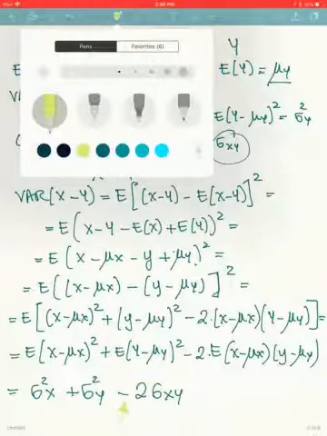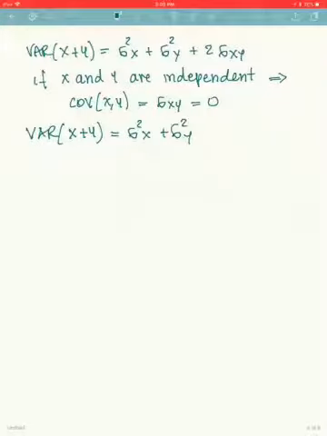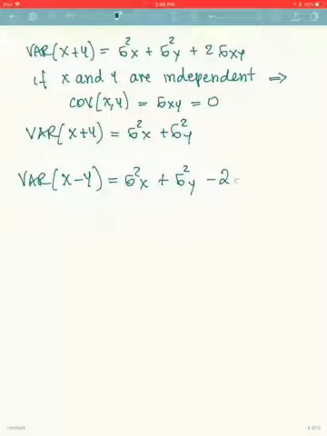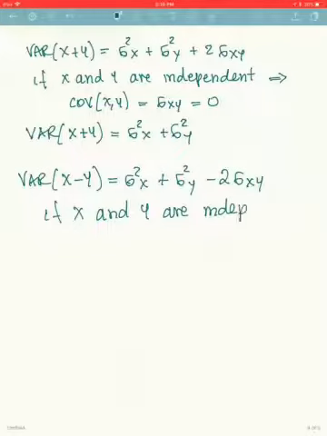So what happens if x and y are independent? We now proved that the variance of x minus y is sigma square x plus sigma square y minus 2 sigma x y. If x and y are independent, then the covariance is 0.